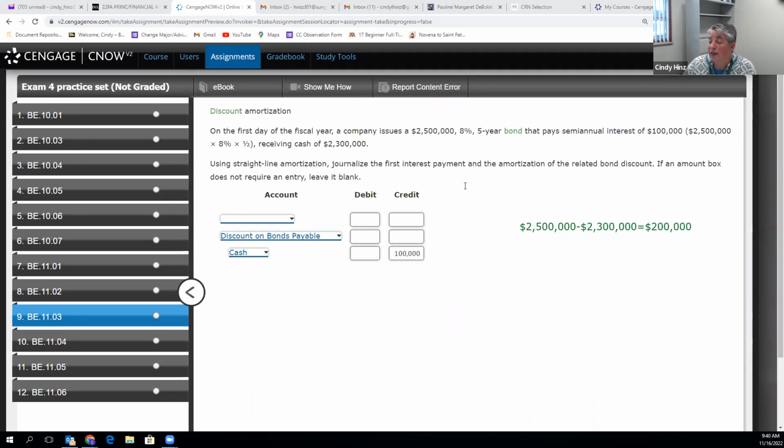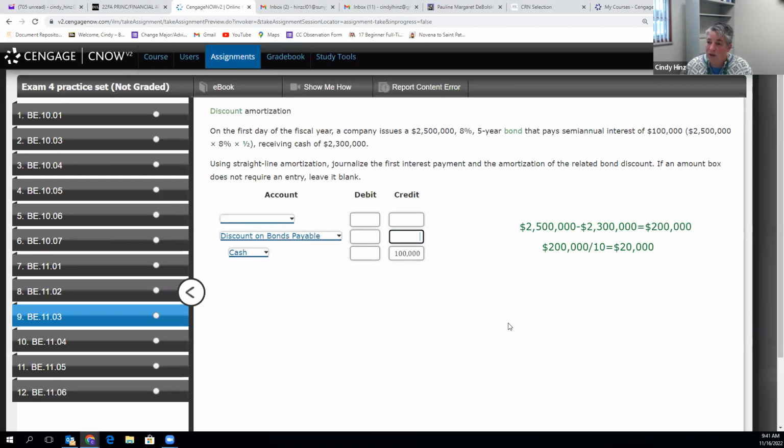So how many interest payments are we going to make? Well, it's a 5-year bond. We pay semi-annual interest, or interest twice a year. So we're going to make 10 interest payments. So they make this math nice and simple for us. A $200,000 discount being amortized in a straight line, or the same amount each time. We're going to be amortizing $20,000 every time we make an interest payment.